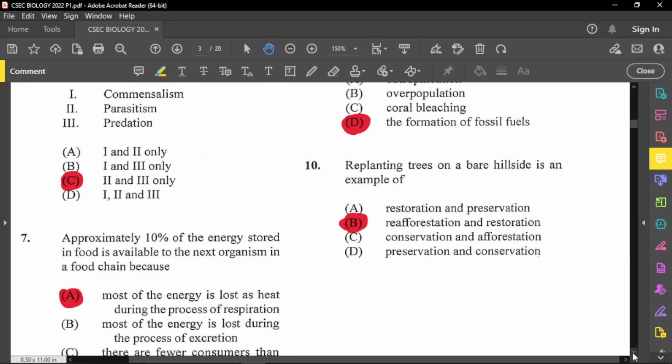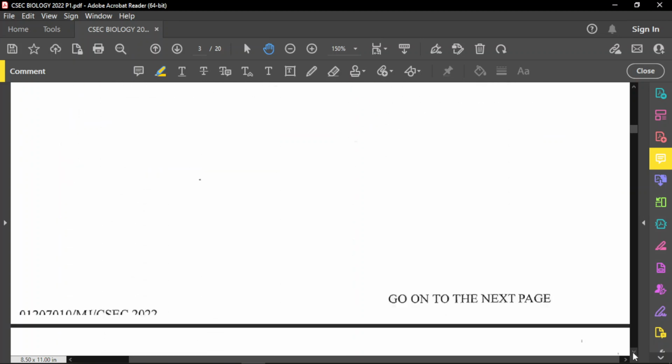Is a replanting trees on a bare hillside is an example of what? So the key word here is replanting. And so reforestation is very important and restoration. All right, so that's the answer right there. All right, so question number 11.